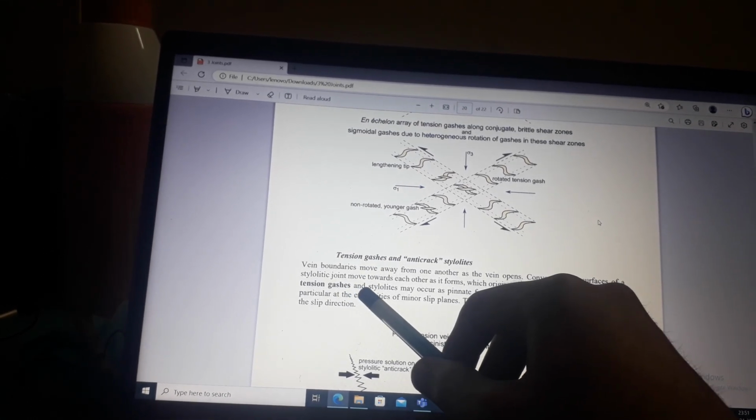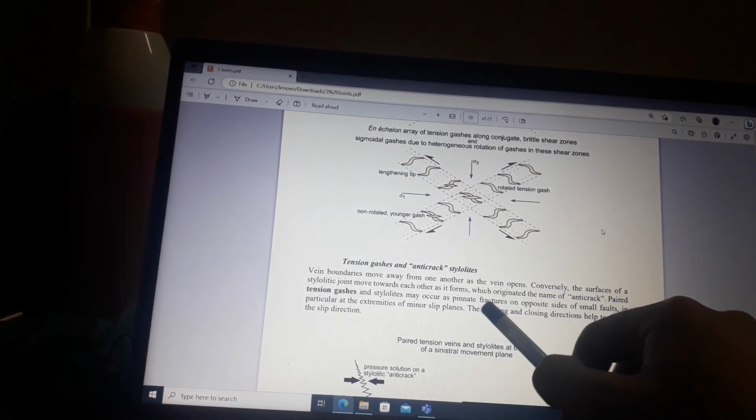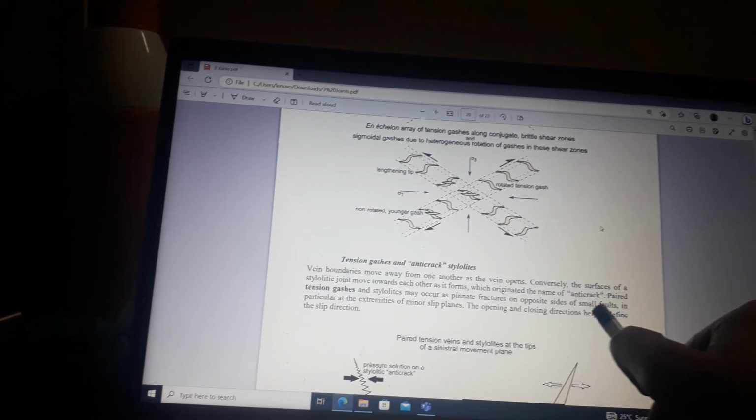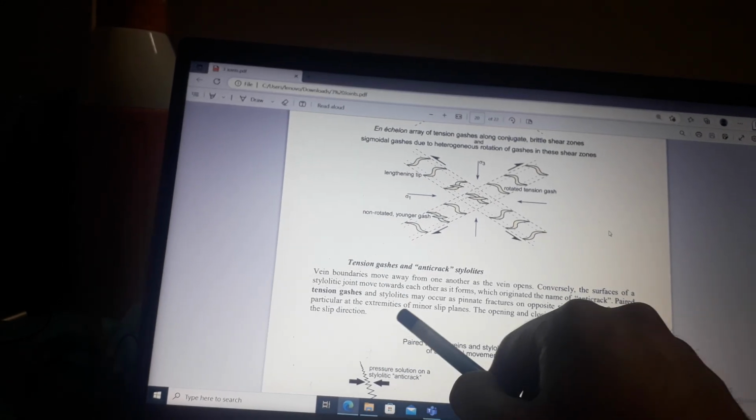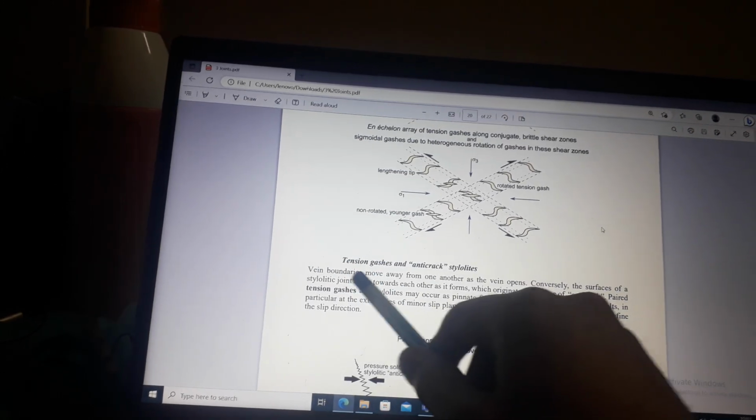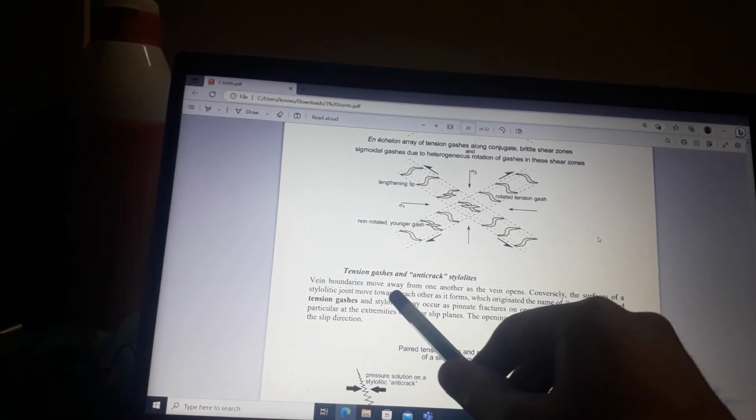Paired tension gashes and stylolites may occur as pinnate fractures on opposite sides of small faults, in particular at extremities of minor slip planes. Vein boundaries move away from one another as the vein opens. Conversely, the surfaces of a stylolite move towards each other as it forms, which originates the name anti-crack.